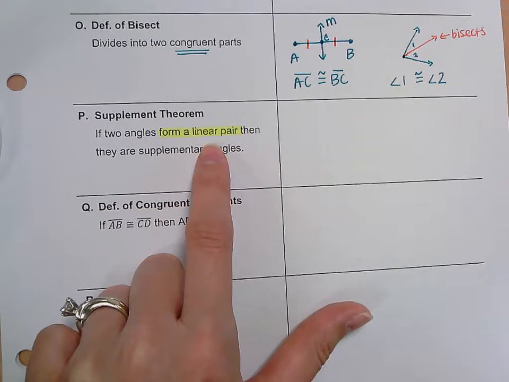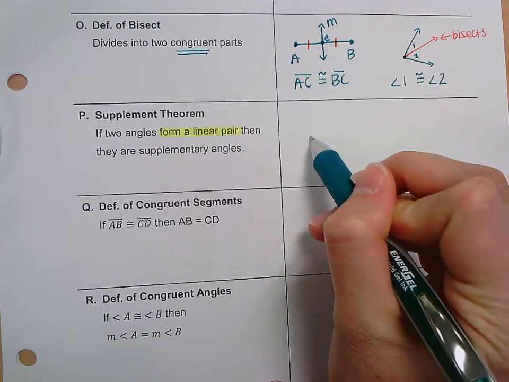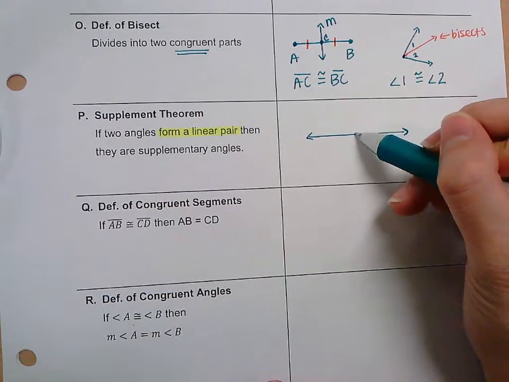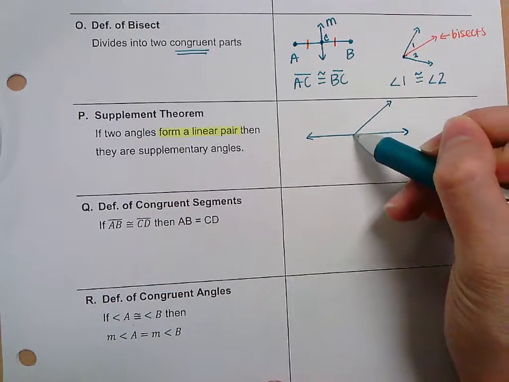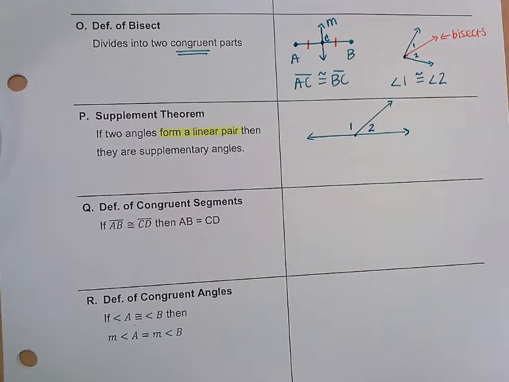Two angles make a line. Yes, linear, they make a line. So this is what the picture would look like for a linear pair, something like this. Say this is angle 1 and angle 2. They share the same vertex and they form a line.